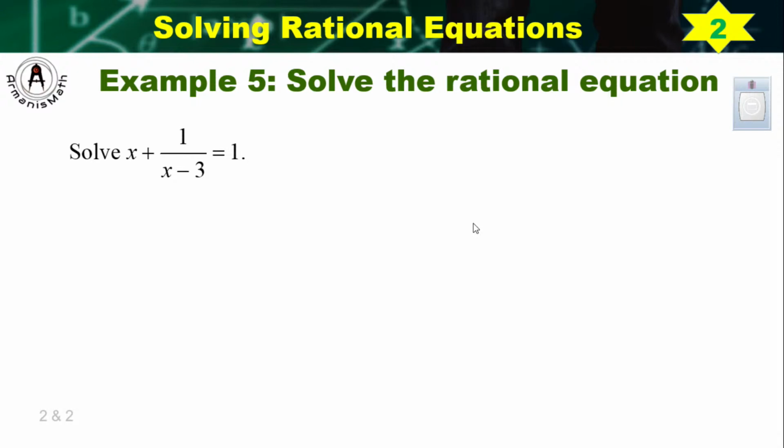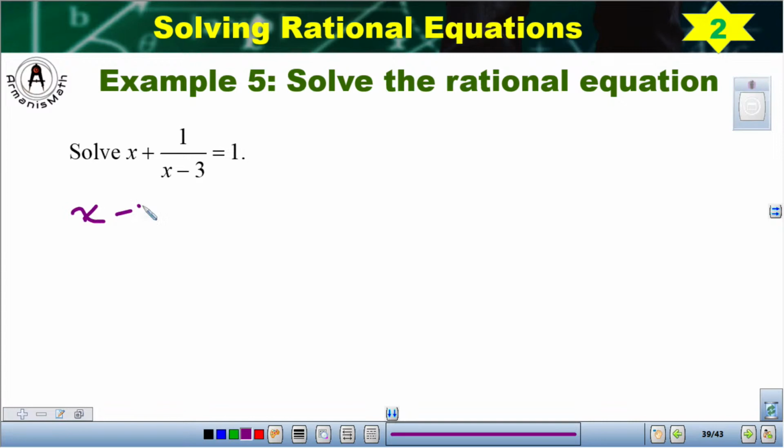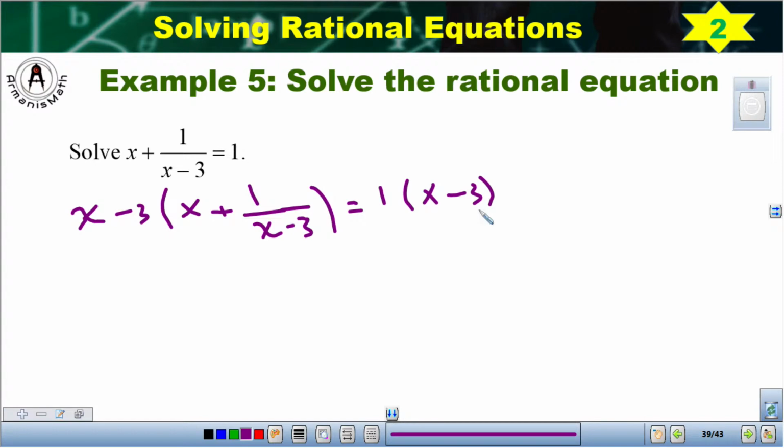x minus 3. So guess what? You've got to get rid of that denominator. So every single term will be multiplied by this guy here. Basically, x minus 3 times this whole thing, x plus 1 over x minus 3, equals 1 times x minus 3. Yep, just like that.